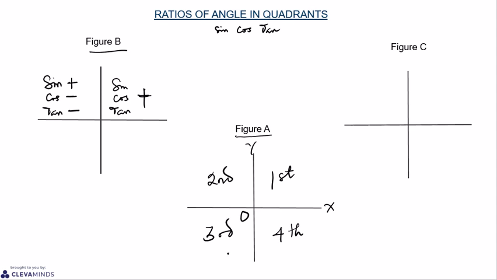Good. Then when we come to the third quadrant, right? The third quadrant, only tan is positive. The others are negative. Only tan is what? Positive in the third quadrant. Then in the fourth quadrant, which is the last quadrant, only cos, that's cosine, is positive. So sine is negative, cos is positive, then tan is negative, right?